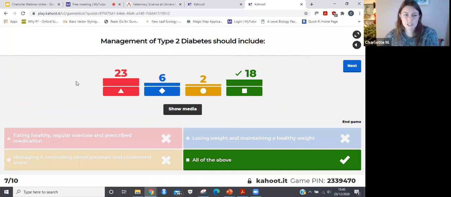Oh, a bit more divided on that one. So managing type 2 diabetes should include all of the above. Well done, those of you that got that one. Those of you that put eating healthy, regular exercise and prescribed medication, you are right. But management of type 2 diabetes should also include losing weight and maintaining a healthy weight, and managing and controlling blood pressure and cholesterol levels as well, which is all linked to being at that optimum weight and having a healthy lifestyle.